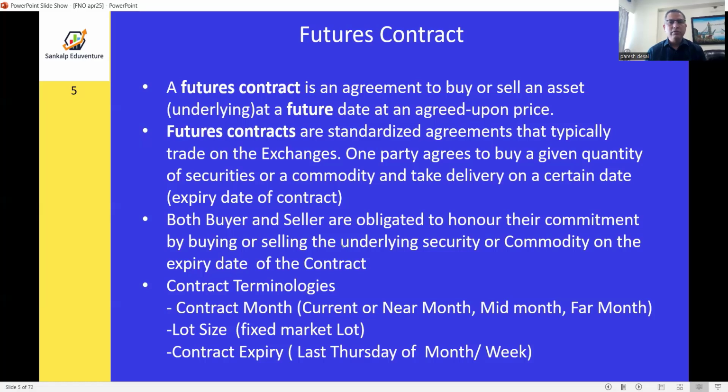There are normally three contracts for an equity futures: near month, mid month, and far month. Now, this is the definition. I'm sure most of you would not have understood much about this. Let us understand the context from something called a forward contract.